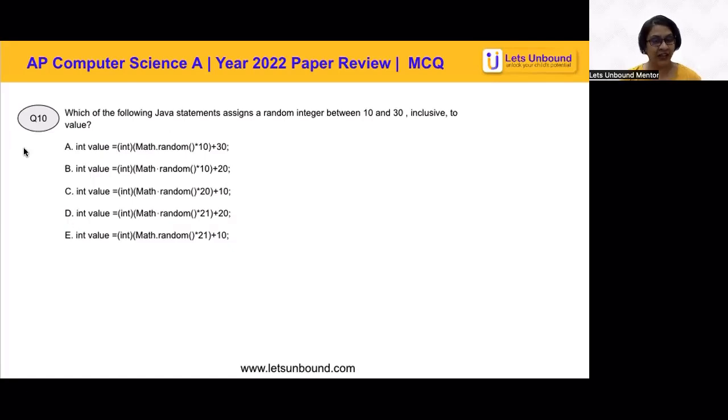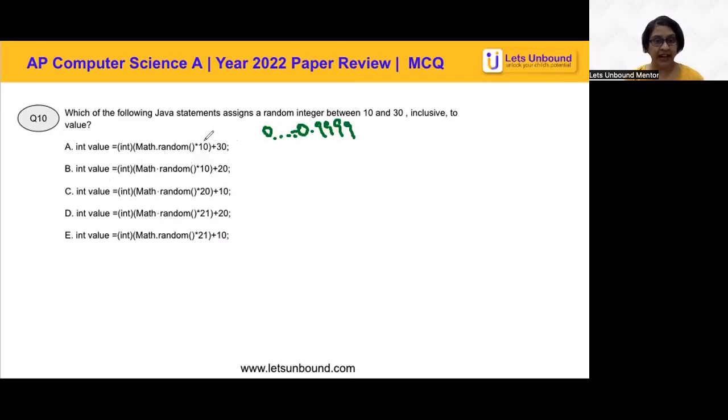So before we start looking at the options, we will first discuss what is this Math.random. Well, this Math.random function gives a random number between 0 and 0.9999. So now what we will do is, we will try to look at each of the options and evaluate it. Let's evaluate option A.